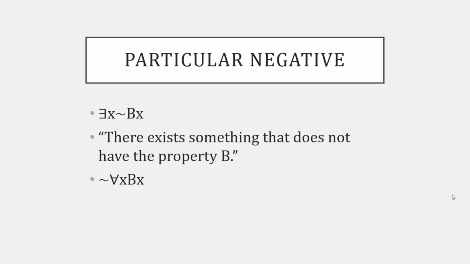Okay. And then the particular negative. There exists something such that it's not B, which is exactly equivalent to there is not the case that for all things, that thing has the property B.